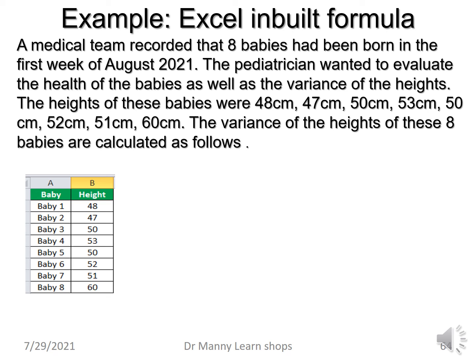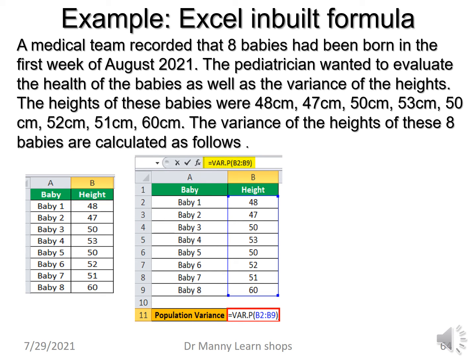an example in Excel, which is an inbuilt formula, and there will be a variation in SPSS. So when you do the practicals, you can determine this. So for example, a medical team recorded that 8 babies had been born in the first week of August 2021. The pediatrician wanted to evaluate the health of the babies as well as the variance in heights. The heights of these babies were 48, 47, 50, 53, 50, 52, 51, 60 centimetres.